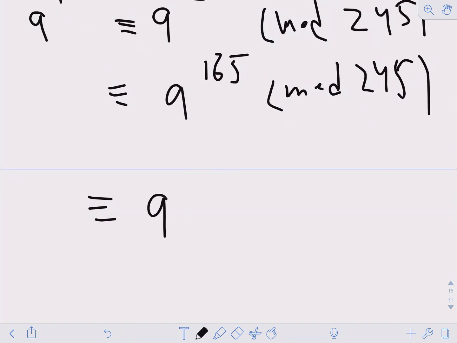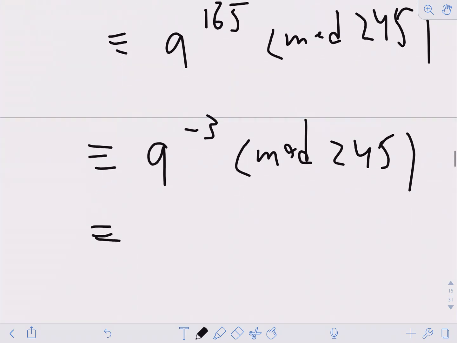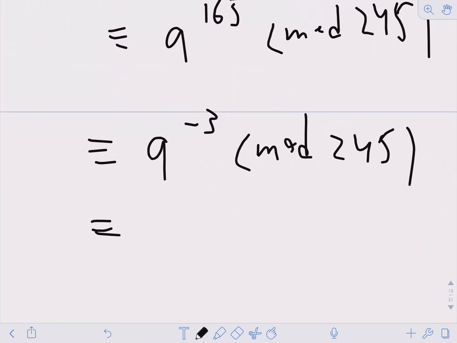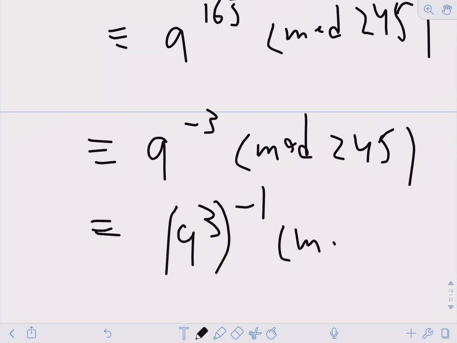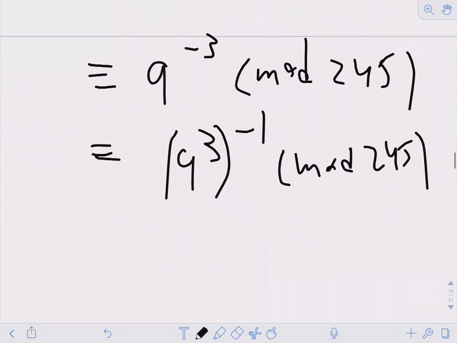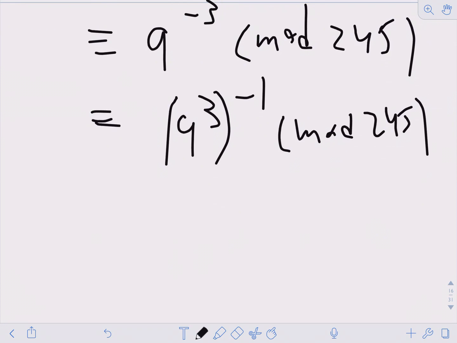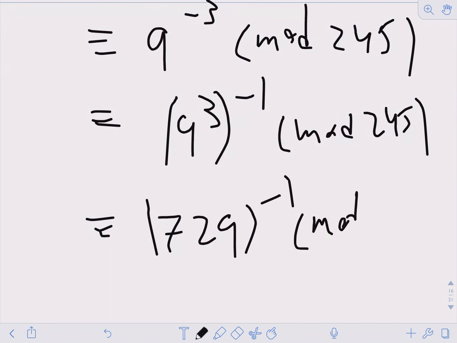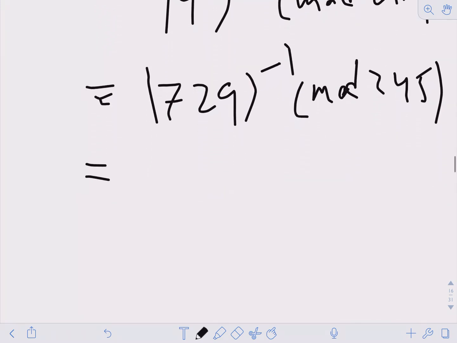We can actually subtract 168 once again from the exponent to get minus 3 modulo 245. And what the minus 3 really means, the negative power, is that we can just write this as 9 to the 3 and take the inverse of that modulo 245. 9 to the 3 is 729. 729 ends up being minus 6 modulo 245.